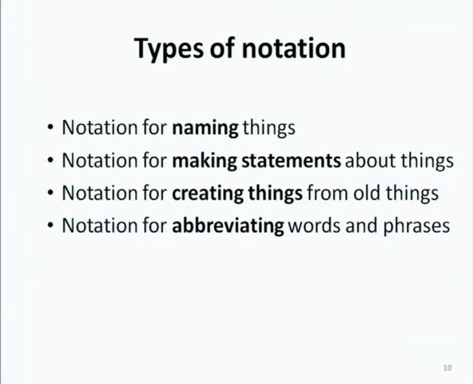And I've split them into 4 categories. Notation for naming things, notation for making statements about things, notation for creating new things from old things, and notation for abbreviating words and phrases. They are the 4 main purposes of mathematical notation. And if you can know which category it belongs in, it makes it a little easier to understand. Okay, and that's why I'm going to go through this way. At the end, when I've finished, there will be about 15 minutes left, and I'm going to ask you if you want to know anything else or any other mathematical notation, and I will write it on paper if it's not already in the PowerPoint slides, and that paper will go on my website as well.